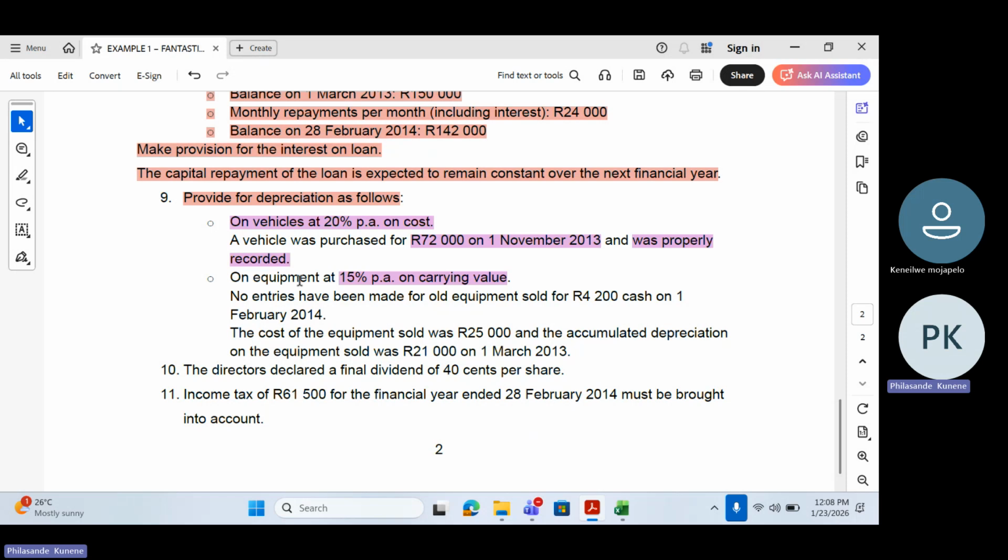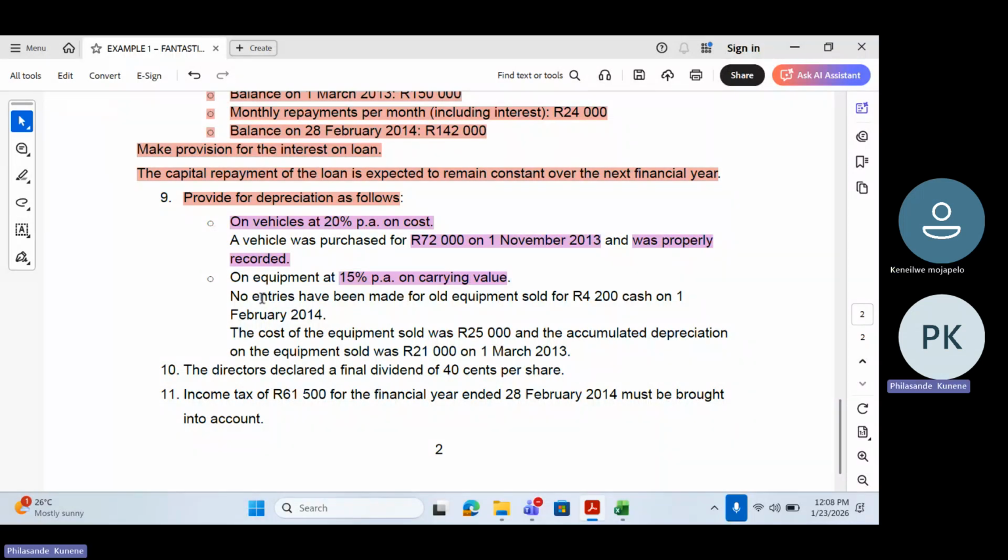When they say on equipment at 15% per annum on reducing value, on diminishing balance method, on carrying value, they're trying to tell you that you need to take cost minus accumulated depreciation first, and you get your carrying value before you calculate your depreciation. Yeah?